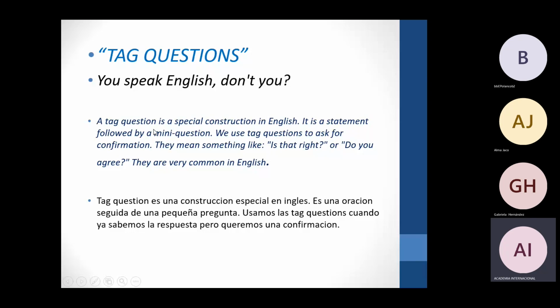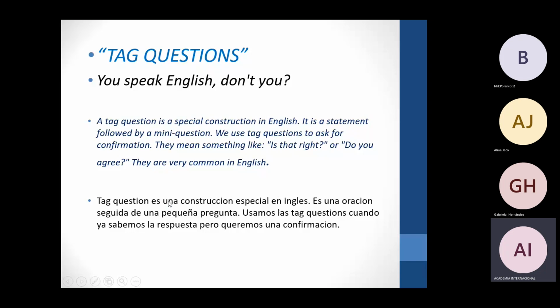A tag question is a special construction in English. It is a statement followed by a mini question. A statement is a sentence. Es una oración. It is a statement followed by a mini question. We use tag questions to ask for confirmation. They mean something like, is that right? Or do you agree? They are very common in English.